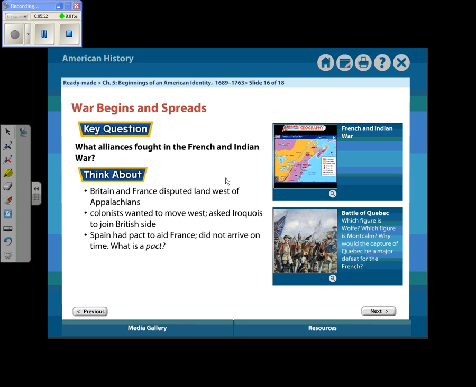Spain's going to have a pact with France, but they didn't arrive until very late in the war, and so they really didn't have much of an impact. They basically lost their land and didn't have any input into helping France.